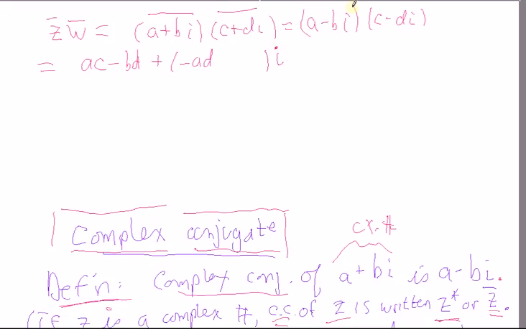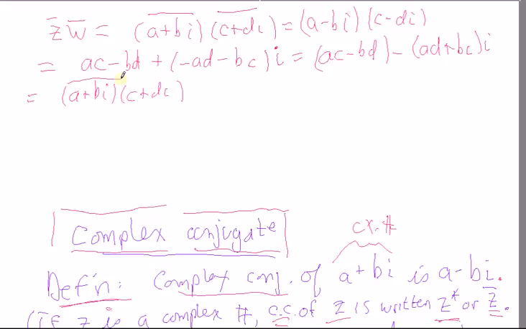So I've done first, last, outside. Now I need to do inside. And here I'm going to have a minus bc. So I do a little magic with minus signs. That's ac minus bd minus (ad plus bc) times i. And you can verify that that's the same thing as a plus bi times c plus di complex conjugated. Okay.